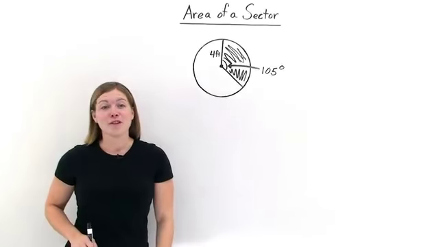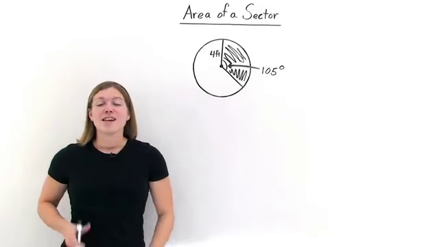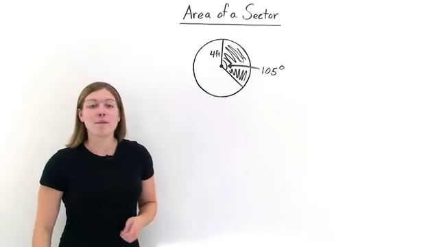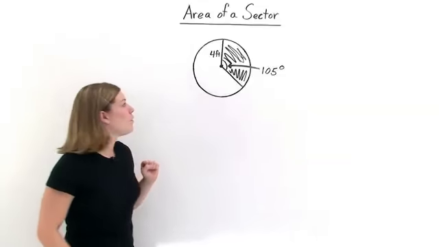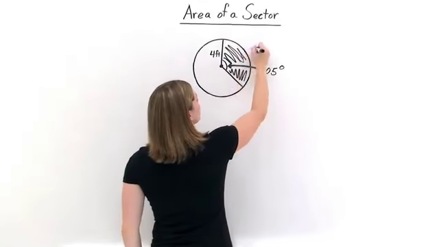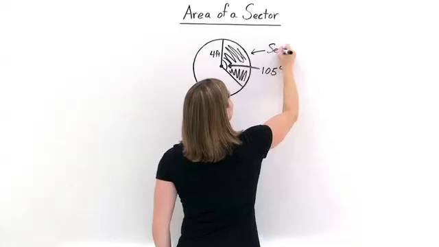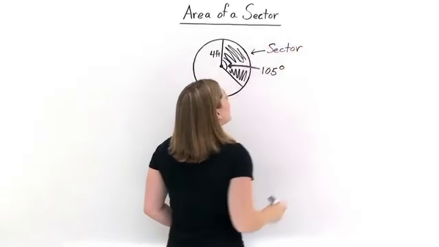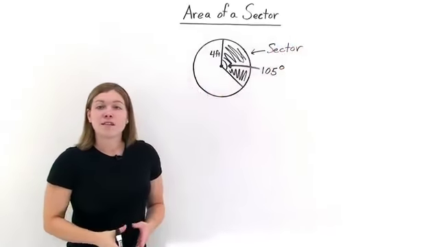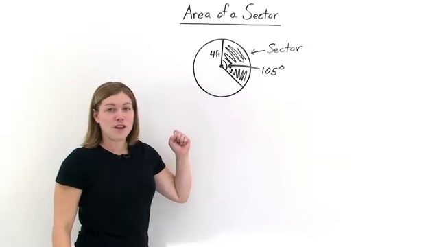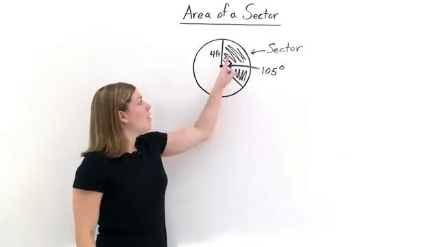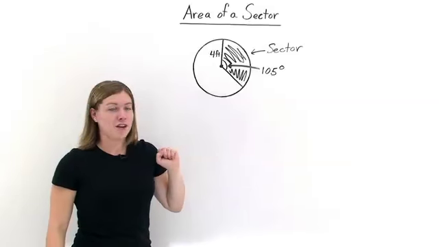What is the formula for the area of a sector? To find this formula, let's start out by labeling the parts of this circle. Well, this shaded region right here is a sector. It's a fraction or a piece of the area of a circle. And we're trying to find the formula that will give us the area of this shaded region.